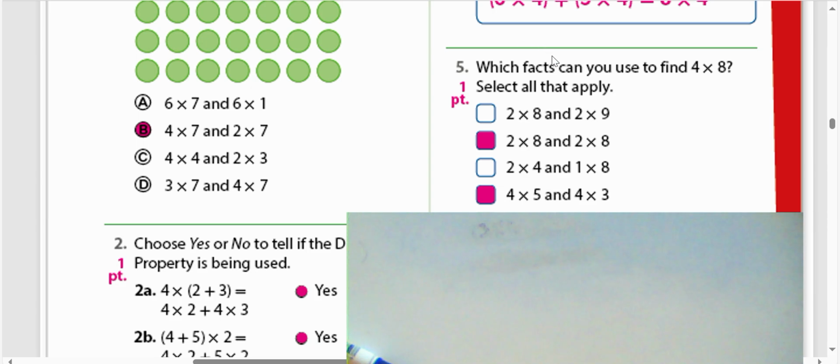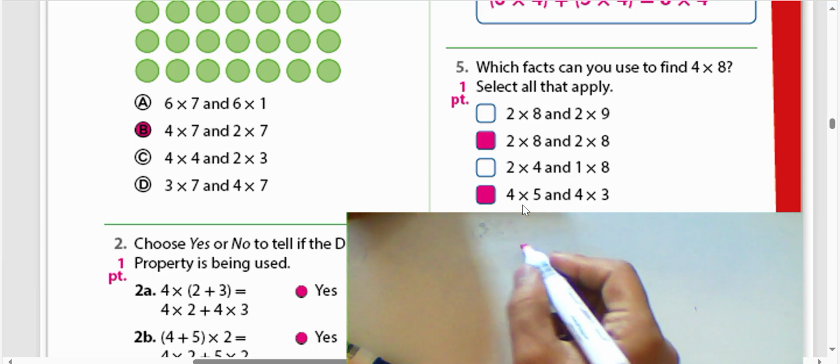Next fact here, 4 times 8. We can write 2 times 8 and 2 times 8, because 2 plus 2 is 4. And also, we can write 4 times 5 and 4 times 3. 4 times 5 equals 20. 3 times 4 is 12. 12 plus 20 is 32. Or you can write 4 here as a constant. You can write the constant digit here.